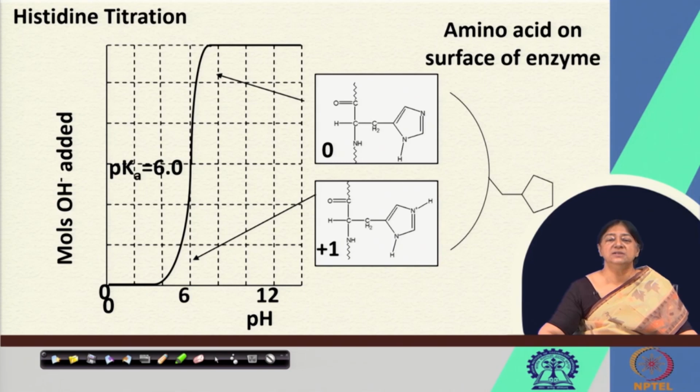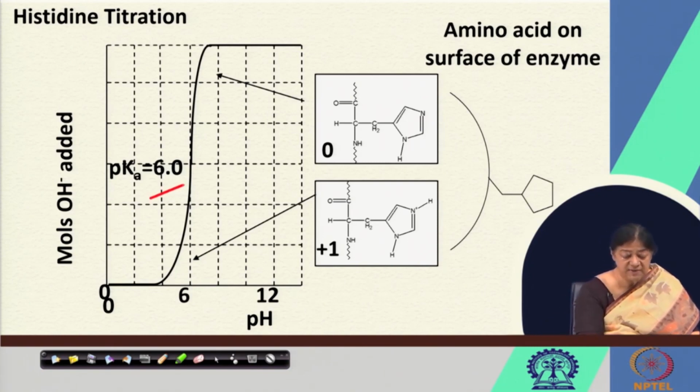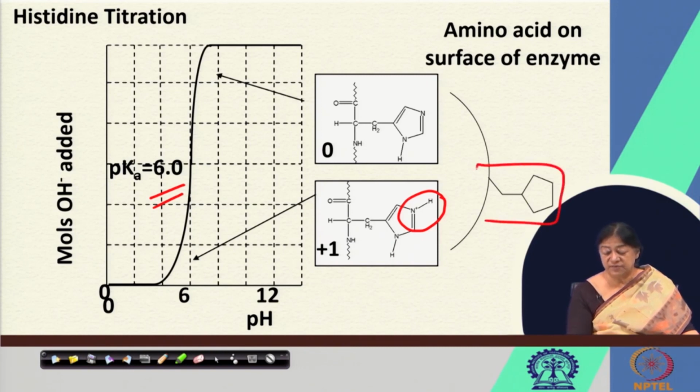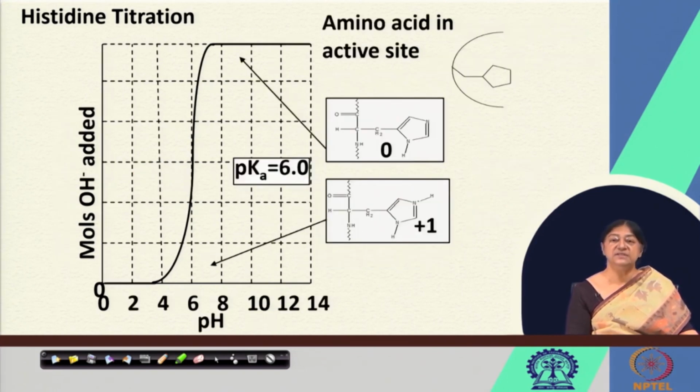So, if we consider the imidazole of the histidine at the surface of an enzyme, we will see that the pKa value is 6. Now, what does this pKa value correspond to? It corresponds to the loss of this proton of the imidazole group. If we look at a rough representation of the imidazole on the surface of an enzyme, what happens if this amino acid is at the active site?